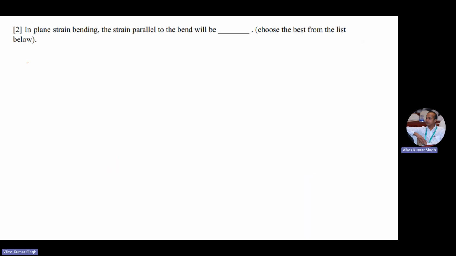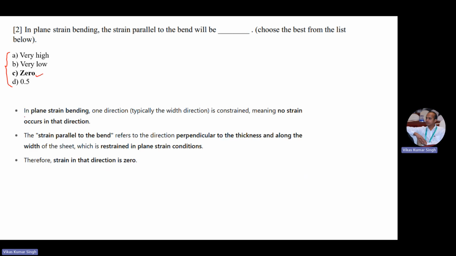The next question: in plane strain bending, the strain parallel to the bend will be what? This is also one of the objective MCQ questions, and we have 4 options here. We have to choose one. In plane strain bending, obviously we know the strain parallel to the bend is 0. So this will be the correct option. But what is the explanation? How to explain this? I have given some highlights here.